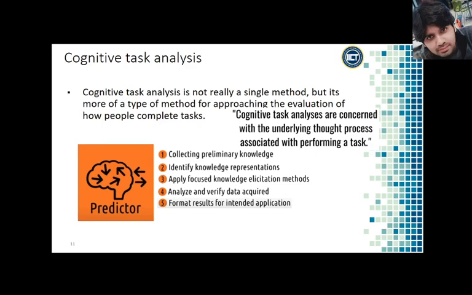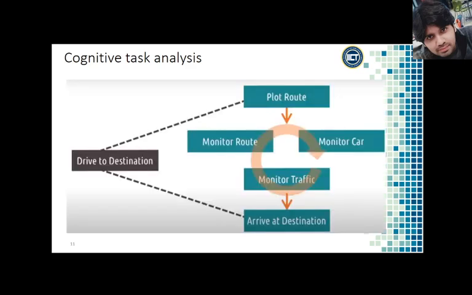We need to take those results and format them in a way that's useful for interface design. We want to develop models that show what the user was thinking, feeling, and remembering at any given time, and make those relationships really explicit. The result might look something like this. So here we see a very high level model of the process of driving to a destination.